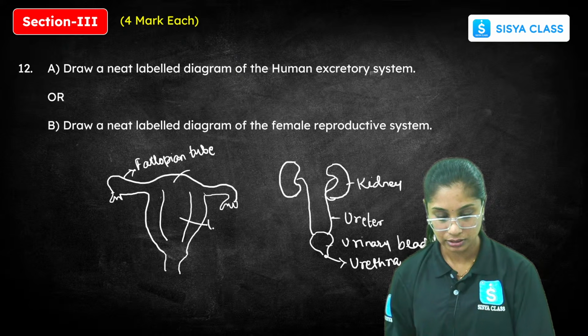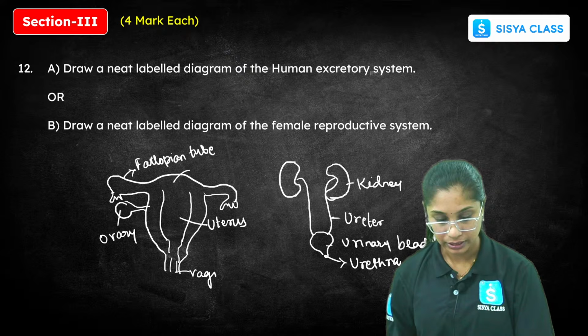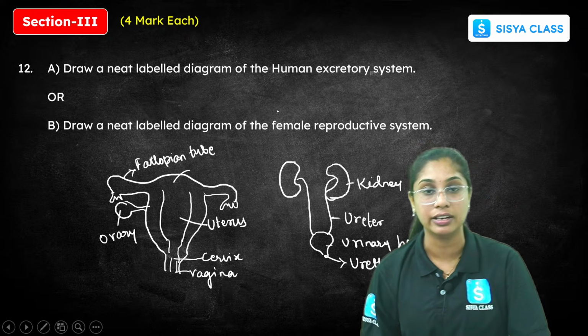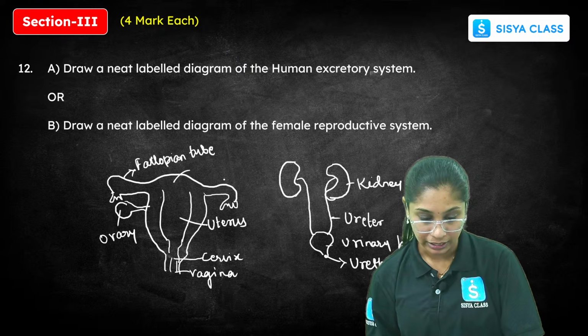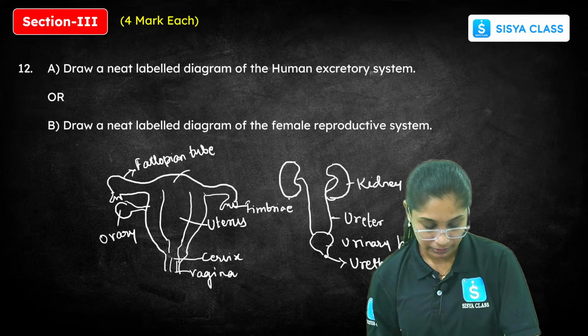This is uterus. Here we have ovary attached to the ligaments. This is ovary. Here we have cervix, and at the end we have vagina. If you see, the fallopian tube is further divided into 3 regions: ampulla, isthmus and infundibulum. Here we have fimbriae. Clear?